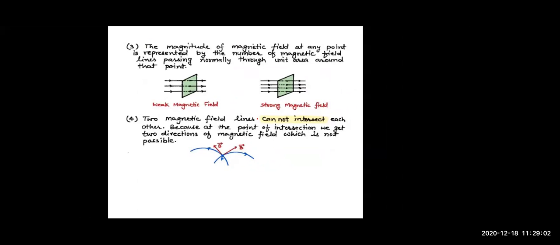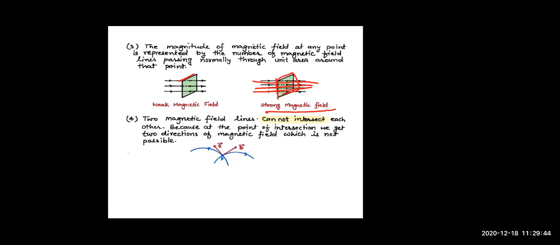Next, if the number of field lines that are passing through a unit area, and those field lines are perpendicular to the area, you can see this is the x-axis and this is the y-axis, so they are perpendicular. If more field lines are passing perpendicular through a particular area, then more field lines means the magnetic field is more. The magnitude of the magnetic field is more, means a strong magnetic field.